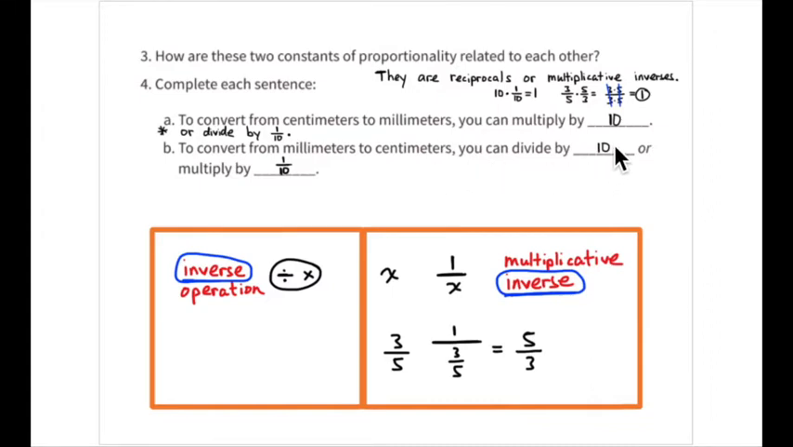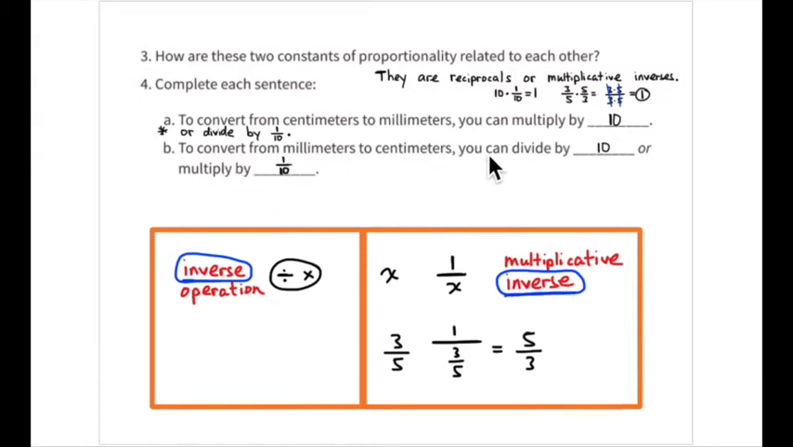So you can divide by 10 or multiply by 1/10. And I drew this down here just to remind you that there are inverse operations, and there are multiplicative inverses. So up here, if I multiply by 10, I can use the inverse operation, which is to divide. I can divide by the multiplicative inverse, which is 1/10. So again, I can multiply by 10 or use the inverse to divide by the multiplicative inverse, which is 1/10.